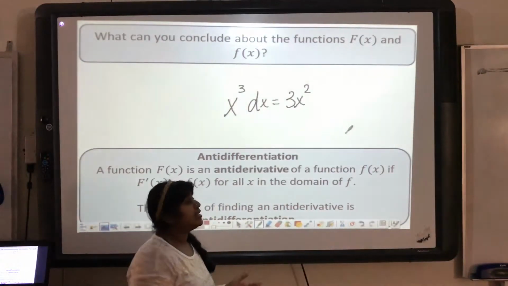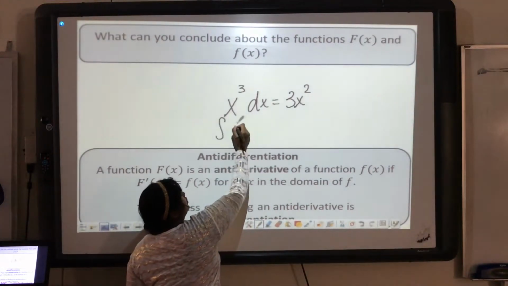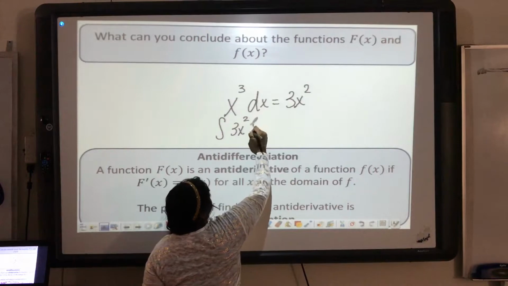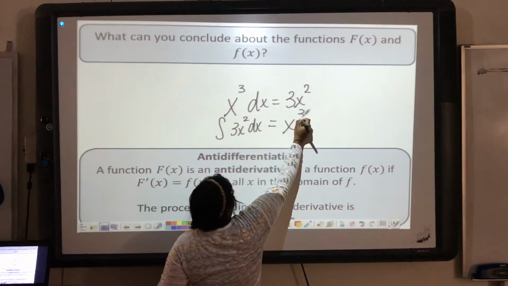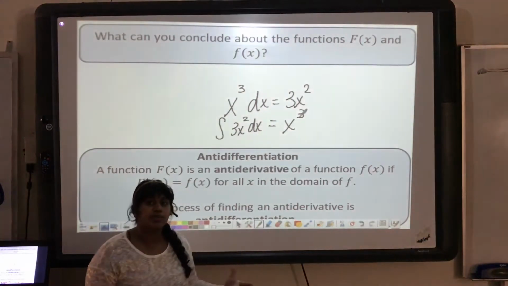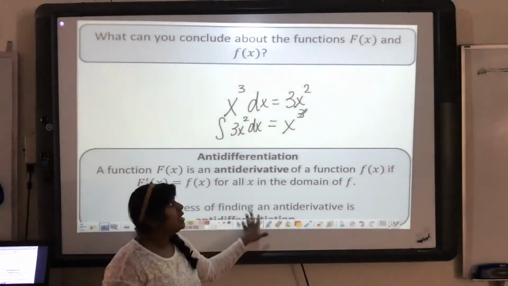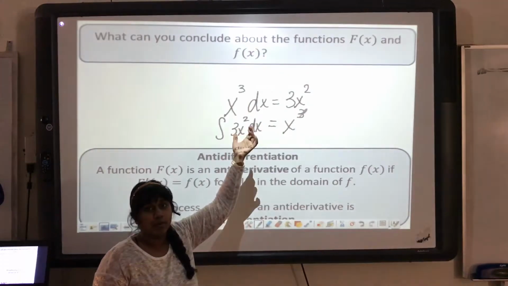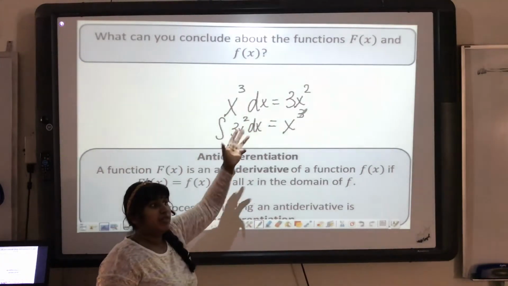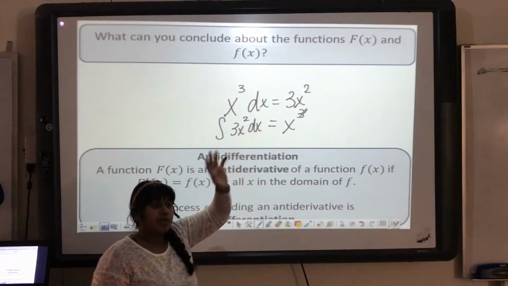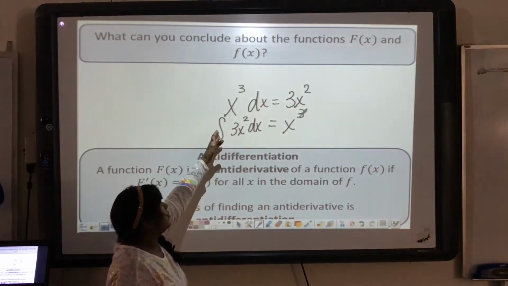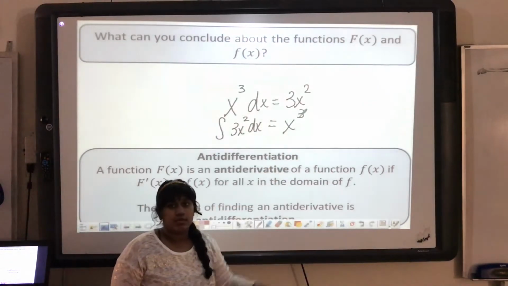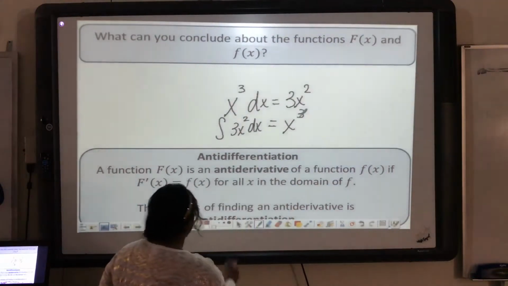Well, the same is said the other way around. The integral of 3x squared dx is going to be equal to x cubed. And that's what we're going to prove today. All we're saying in this statement is that they work forwards and they work backwards. The derivative of my integral is going to equal the function. The integral of the function is going to equal my integral, obviously.